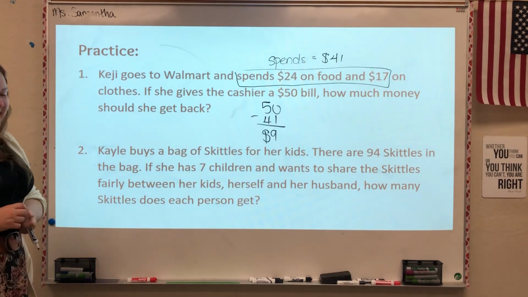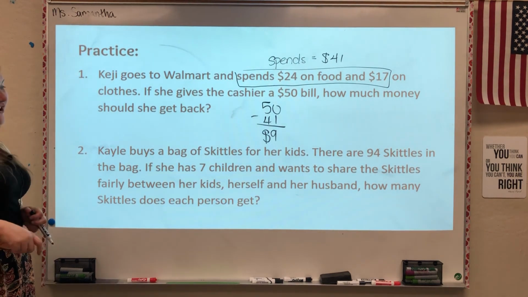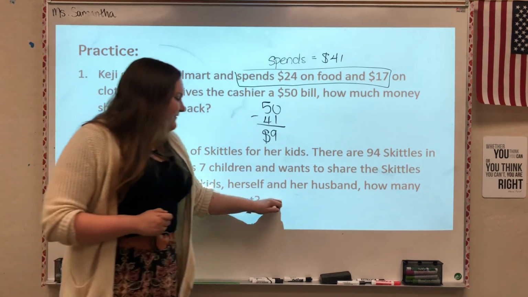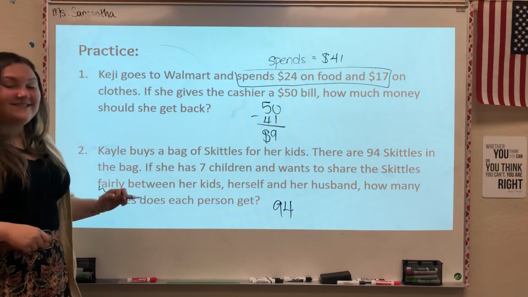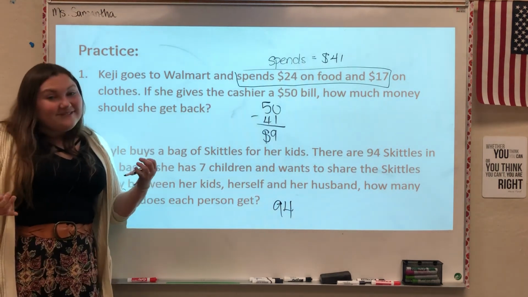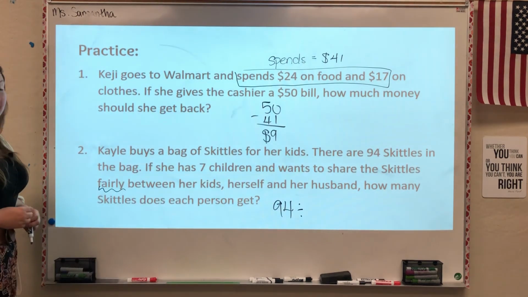The tricky part of this one, I think, is what we are sharing, or who I should say we're sharing those Skittles with. There are 94 Skittles. It says sharing fairly. Another way to say that is equally sharing or dividing. So we are dividing those 94 Skittles by who?